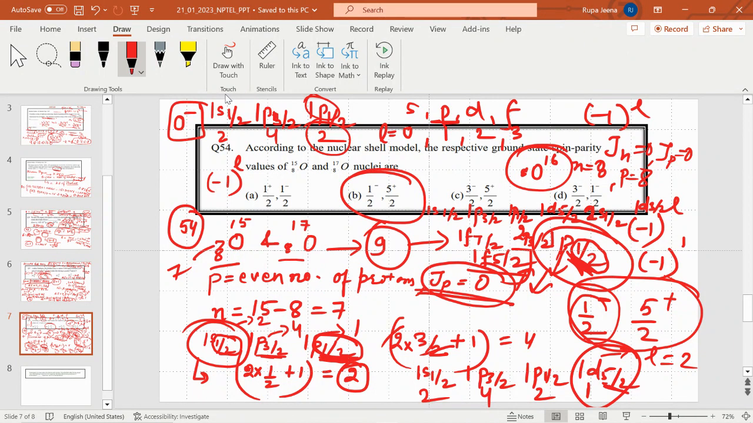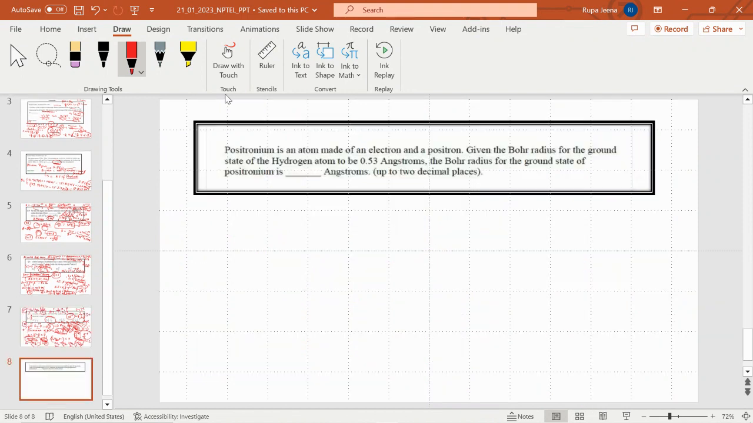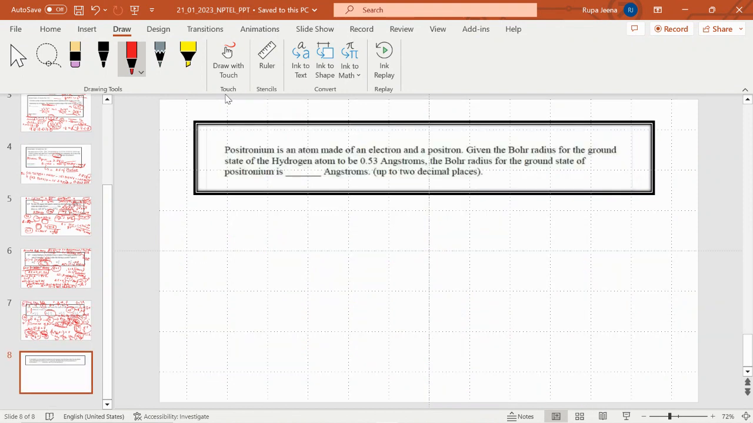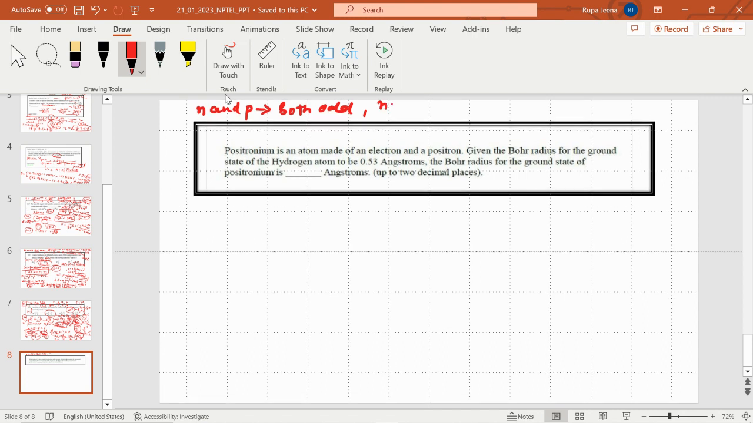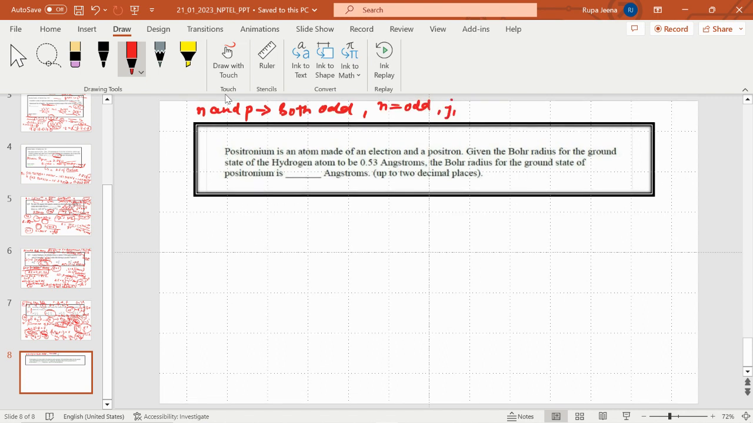Yes, if both the proton and neutron number are odd. So if both N and P are odd, then what you need to do? Just find out the J value. Suppose N is odd, and I have assigned J1 and L1, the total angular momentum and orbital angular momentum, to N, and for P I have assigned J2 and L2. So try to find out these two values.